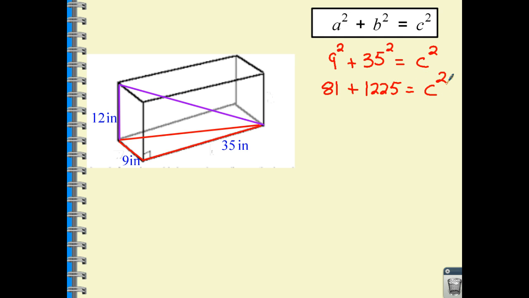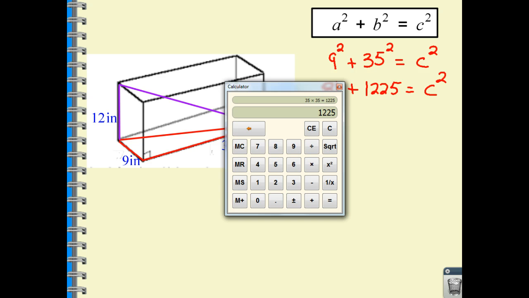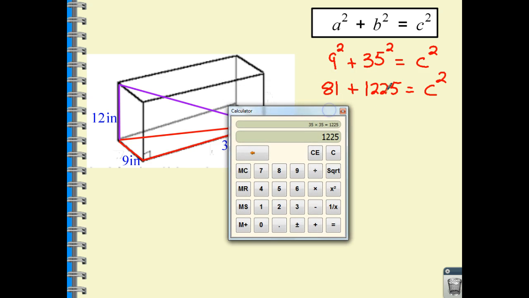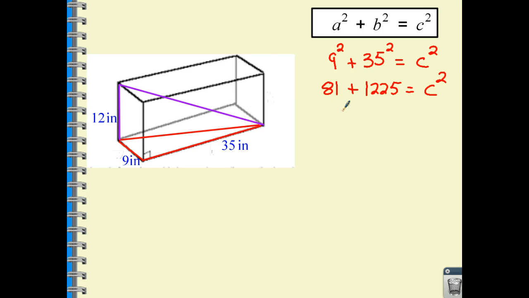All right, now we're going to need this total. We'll go back to that calculator. We're going to add these two numbers up, plus 81. And we get 1,306 is equal to that c squared leg. 1,306. And that is c squared.